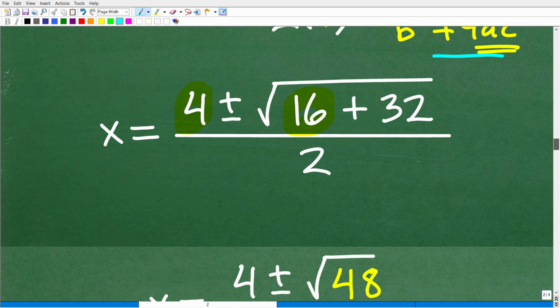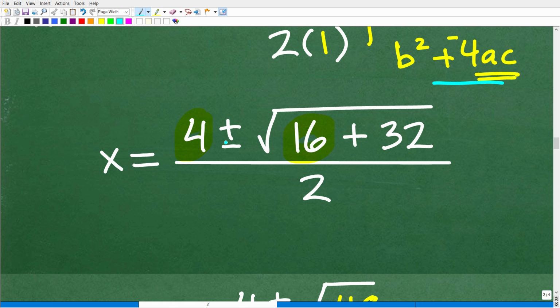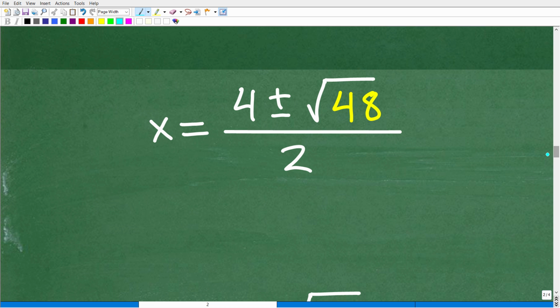Okay, so here is where we're at. Then we have 2 times 1. We'll just have that as 2. Okay, so let's continue on here. So we have 4 plus or minus the square root of 16 plus 32 over 2. So the next thing here is to add 16 plus 32. So, of course, that is going to be 48. All right, so here's where we're at. We have x is equal to 4 plus or minus the square root of 48 over 2.